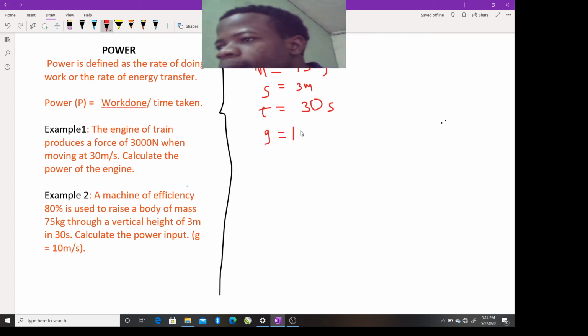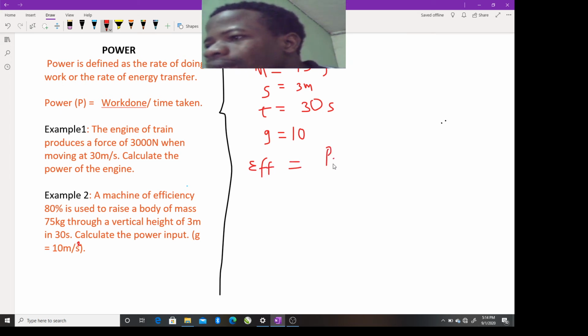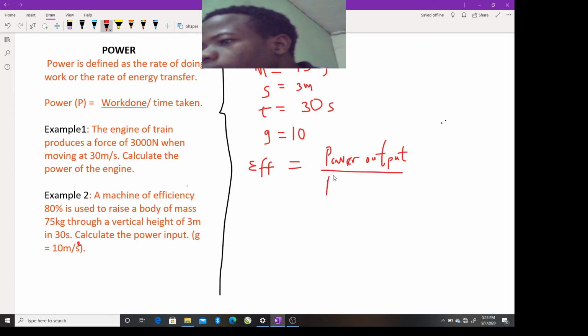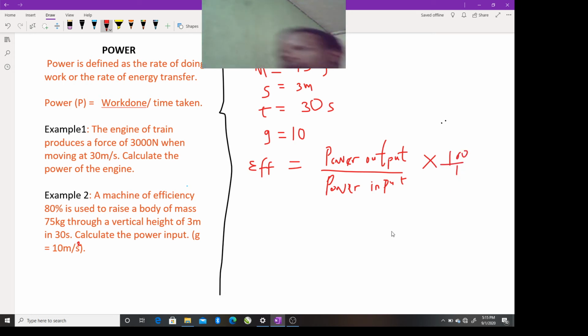So that is 10, and it's a square here. Yes. So you are told to calculate the what? The power input. Now, efficiency itself, let me write it in full, is in percentage, of course, equals power output divided by power input. So this is the formula I use, times 100 over 1. That's why it is known as efficiency.